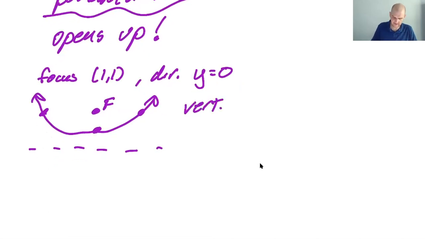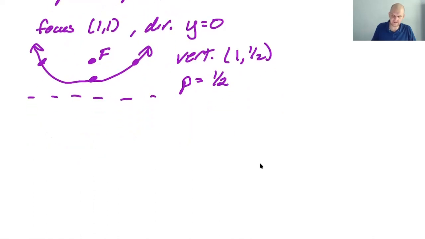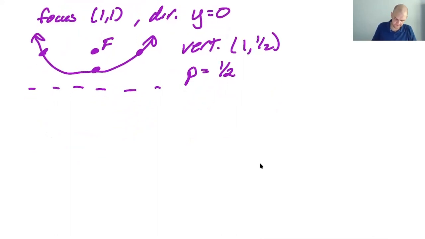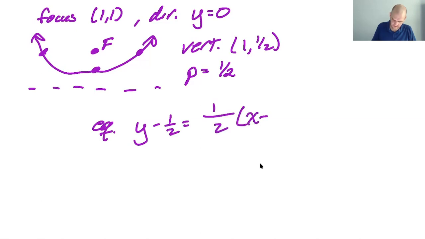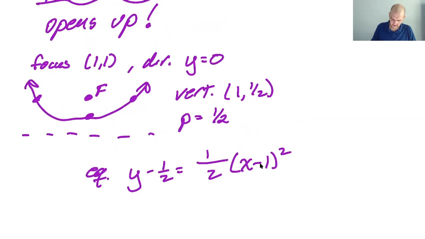So our vertex: the distance between (1, 1) and 0 is 1 half. So it's going to be at x is 1, y is 1 half. And that makes p also 1 half. So this one's kind of small. Narrow, I guess, is what I mean. It's not going to be wide. No, it is wide. It's wide for 1 half. Kind of wider. All right, our equation. So it's going to be y minus 1 half equals positive 1 over 4 times 1 half, which is 2, x minus 1 squared.